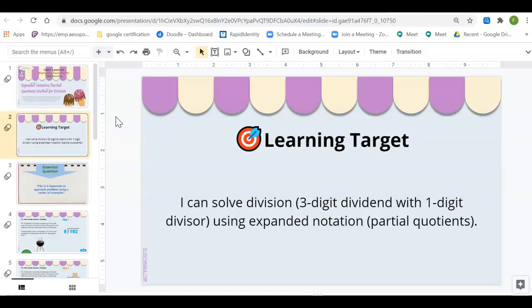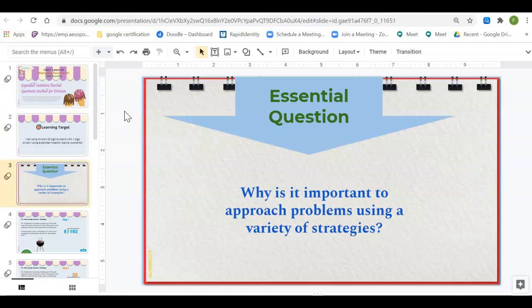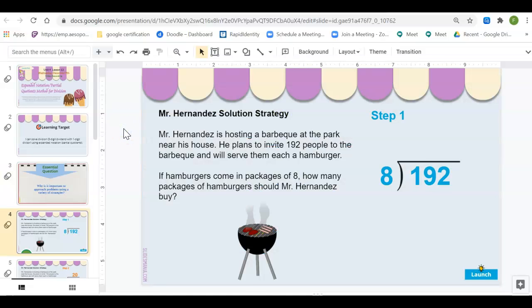Our learning target for today: I can solve division using expanded notation. Our essential question: why is it important to approach problems using a variety of strategies? We're continuing to build upon our answers to this question as we move along.